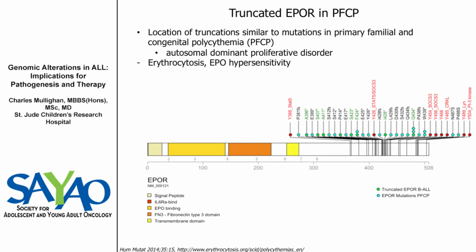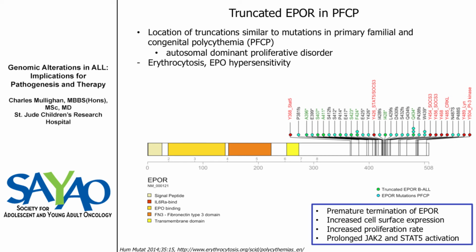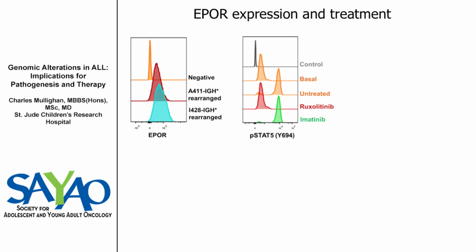And that's shown here where you can see now in green the position of our rearrangement truncations and in blue the point mutations that you see in PFCP. And so we would predict that these truncations would also truncate the receptor and lead to augmented JAK-STAT signalling. We now know that's the case.